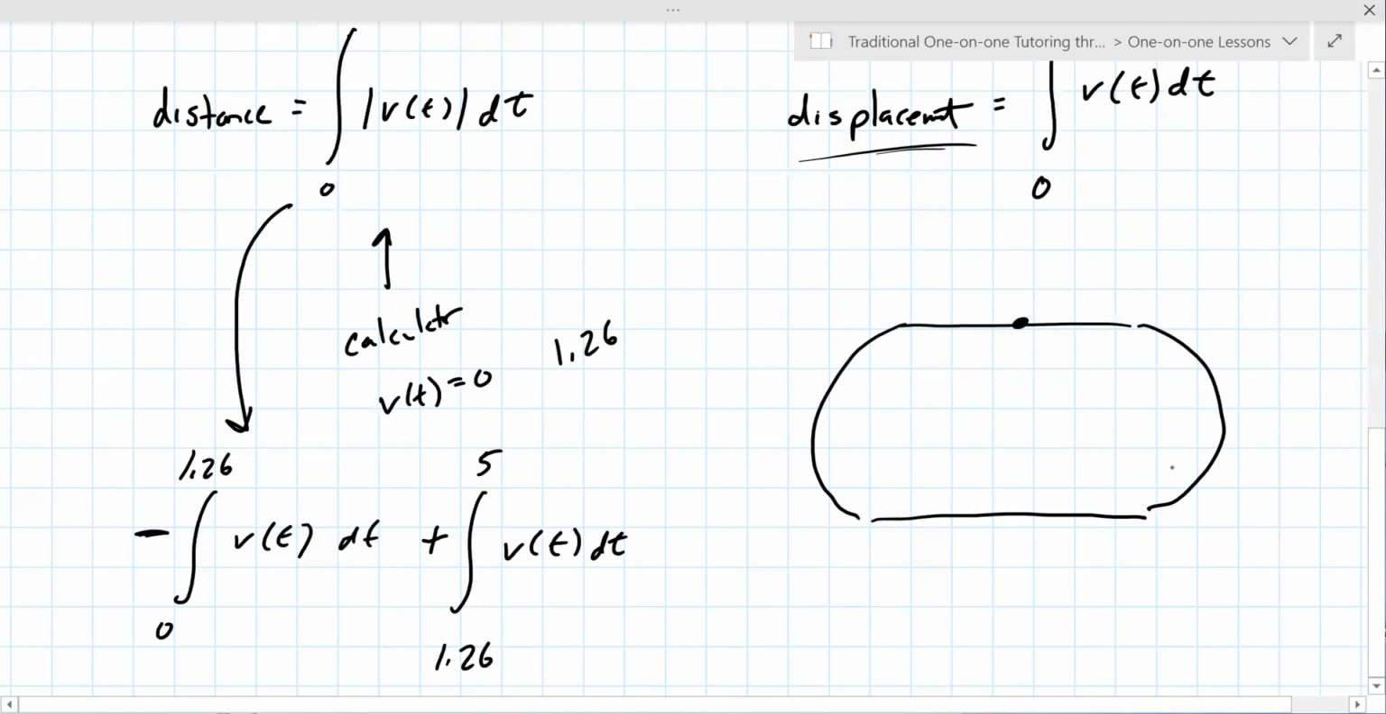But your distance is all the way around. Well, so the distance is all the way around and the displacement is 0 if you get back to where you started. Because it's adding the negative and the positive. Yes, like it's counting forwards and backwards.